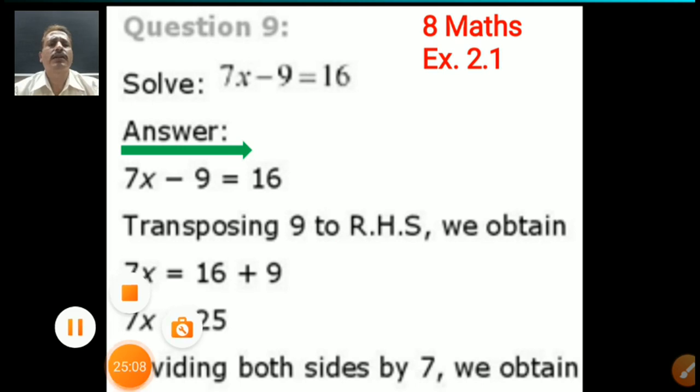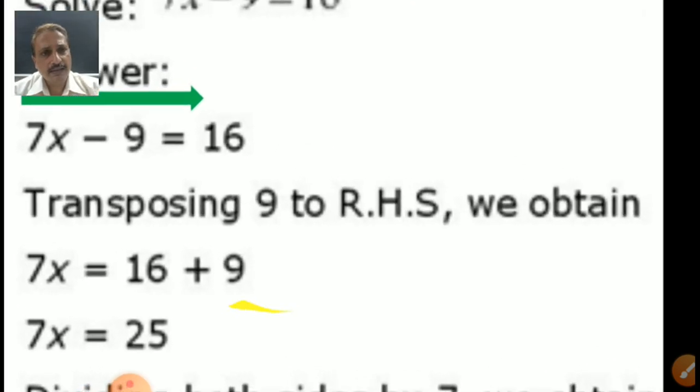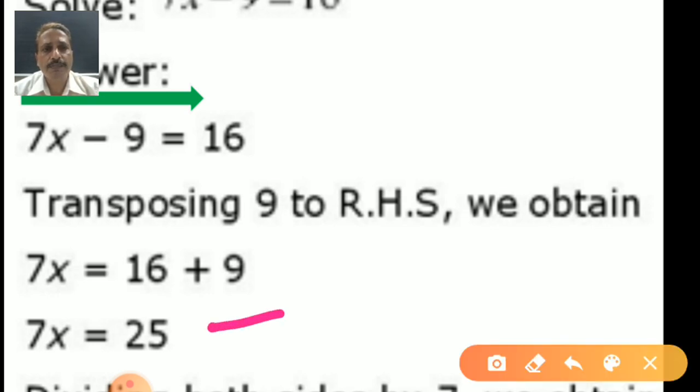Question 9: 7x minus 9 is equal to 16. Understood, student? Yes. 7x minus 9 is equal to 16. What can we do? First we are transposing 9 to the right hand side. Yes, this 9 is moving to the right hand side. Now left side only 7x is remaining. 16 plus 9 gives me 25. So now the next step is 7x is equal to 25. Understood? This is the next step.